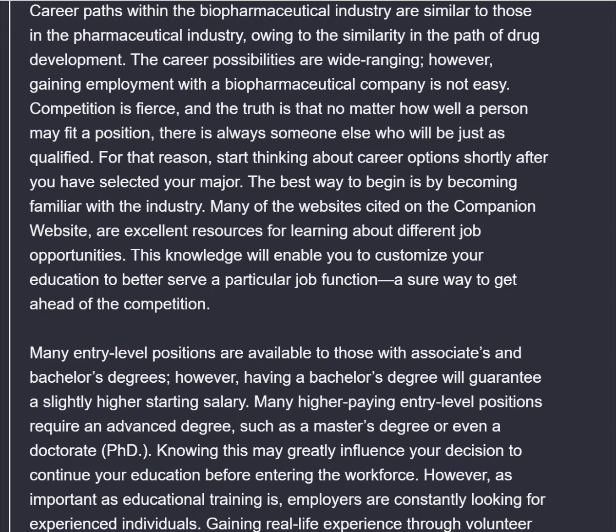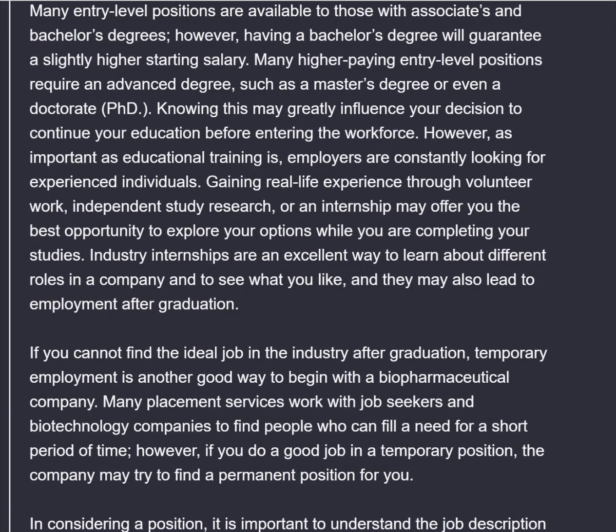Competition is fierce, and the truth is that no matter how well a person may fit a position, there is always someone else who will be just as qualified. For that reason, start thinking about career options shortly after you have selected your major. The best way to begin is by becoming familiar with the industry. Many of the websites cited on the companion website are excellent resources for learning about different job opportunities. This knowledge will enable you to customize your education to better serve a particular job function, a sure way to get ahead of the competition.